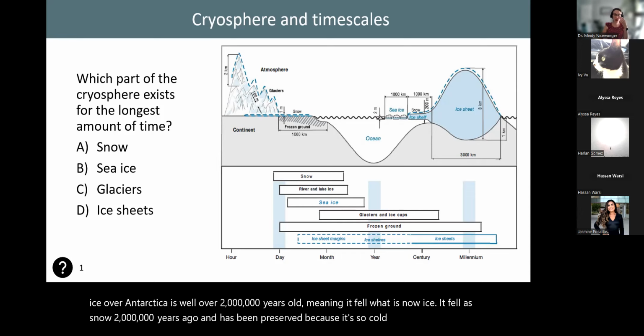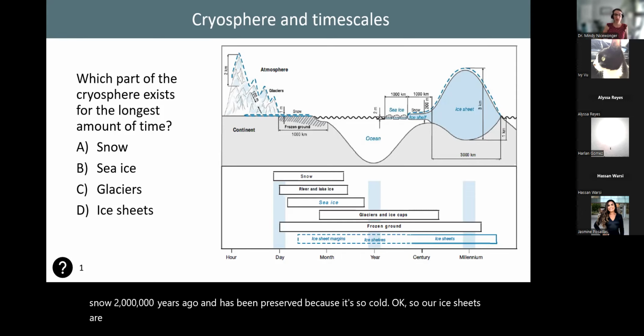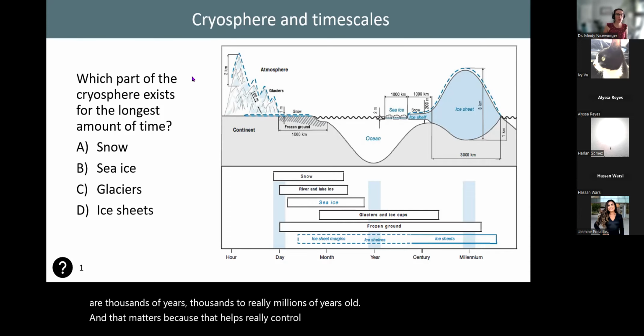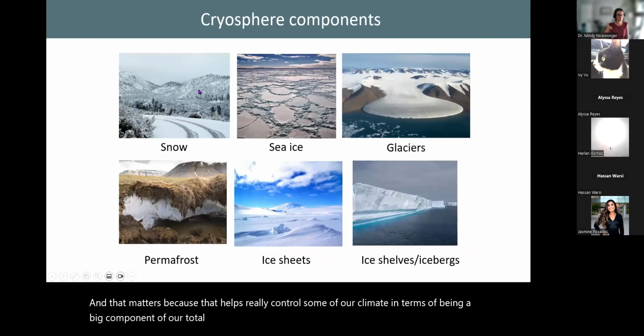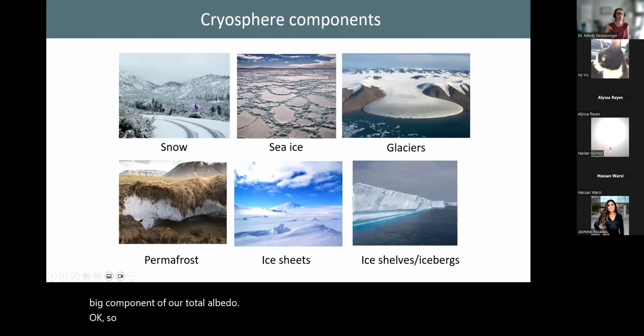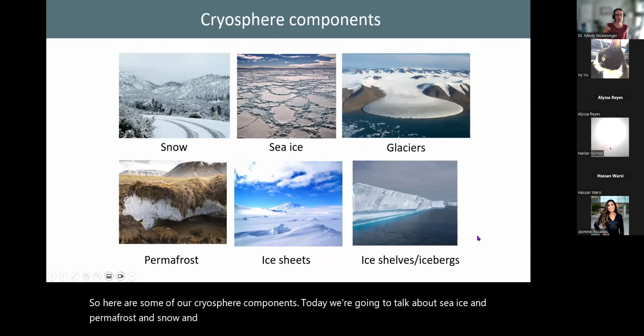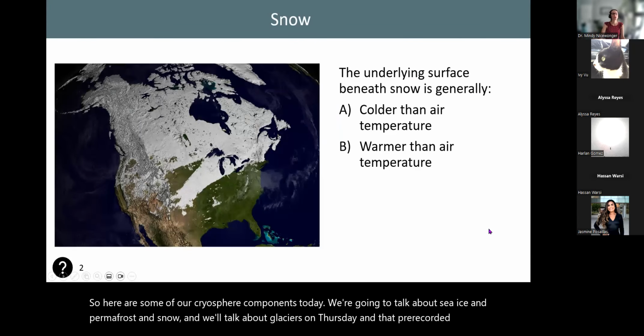Okay, so our ice sheets are thousands to really millions of years old. And that matters because that helps really control some of our climate in terms of being a big component of our total albedo. Okay, so here are some of our cryosphere components. Today we're going to talk about sea ice and permafrost and snow, and we'll talk about glaciers on Thursday in that pre-recorded lecture. So snow.